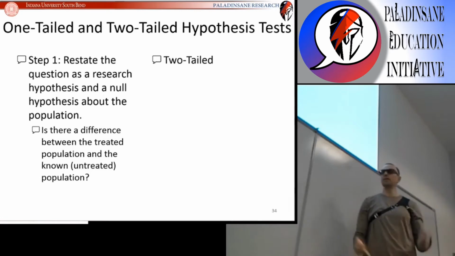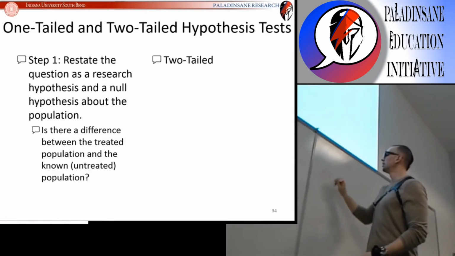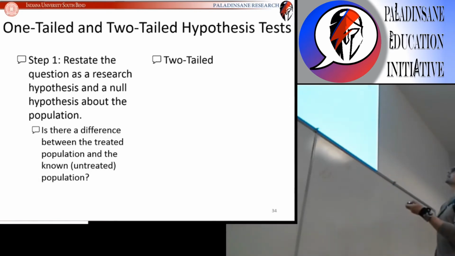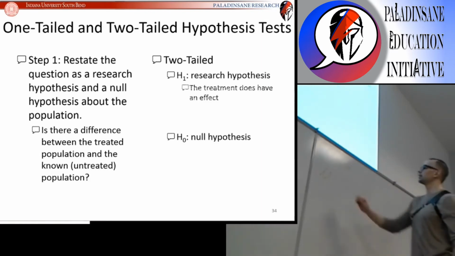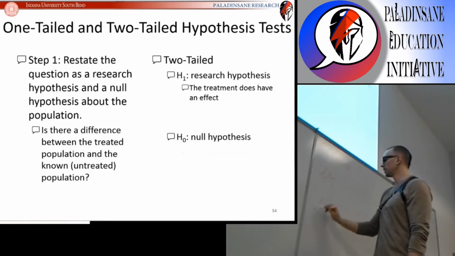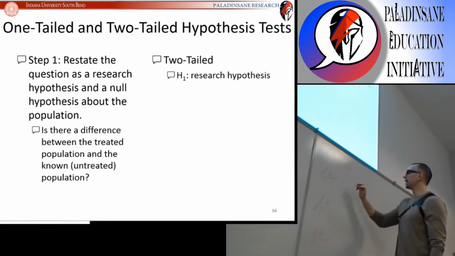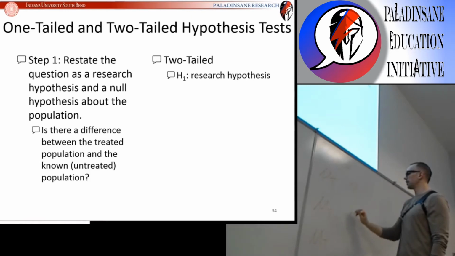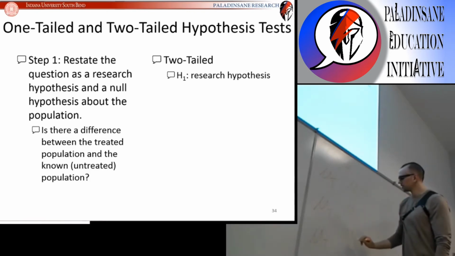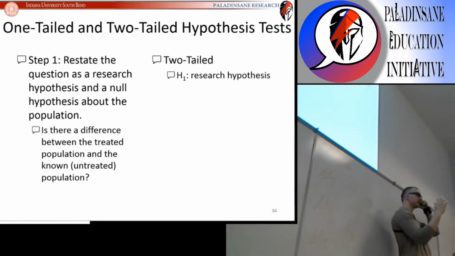When you have a treated population, treated population, treated population, and it has some relation to an untreated population, right? So there are three possibilities for how these things can be related.